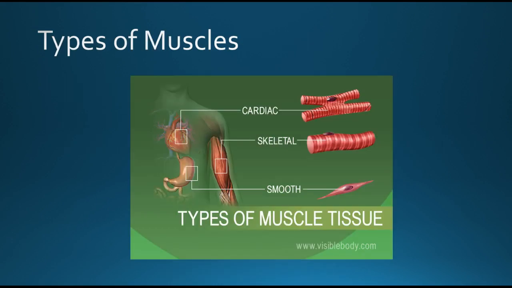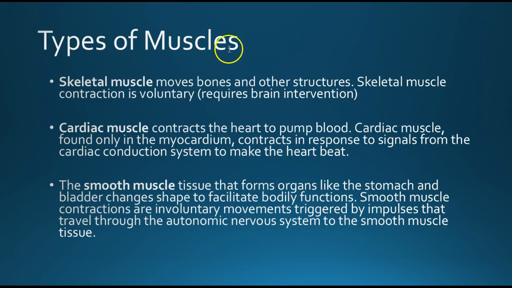I'm not going to go through the specific muscles today, but I do want you to know that there are 3 types of muscles that we talk about: cardiac muscle, skeletal muscle, and smooth muscle. So we've spoken about that skeletal muscles move bones and other structures around joints. Cardiac muscle, if you know what cardiac means, it means heart. So it's the heart muscle that we're talking about, and it serves to contract in order to pump blood around the body. And it contracts in response to signals from the cardiac conduction system to make the heart beat.